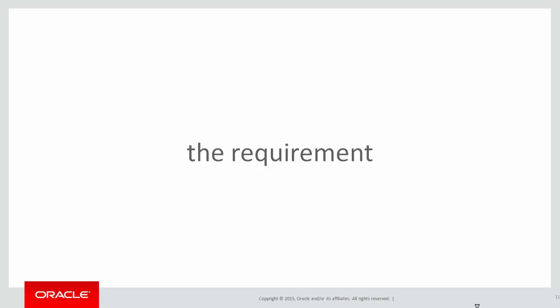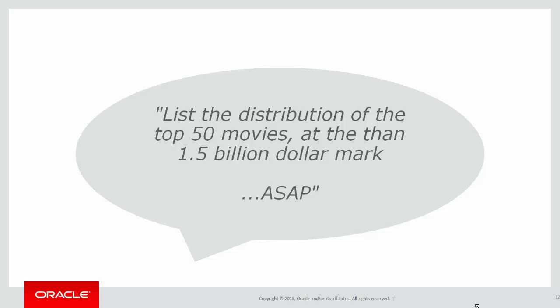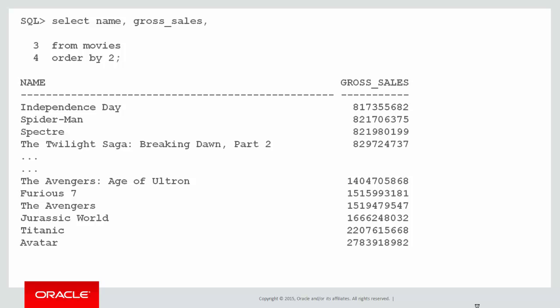So the requirement comes in from your manager. List the distribution of the top 50 movies at about the $1.5 billion mark, and of course, like all managerial requests, they need it ASAP. So here's our raw data. We have some movies here and their gross sales worldwide. And you can see that some of them have been well up into over the $1 billion mark.